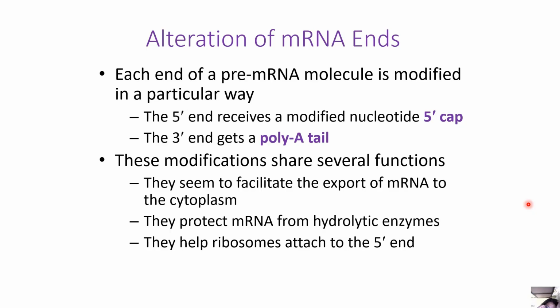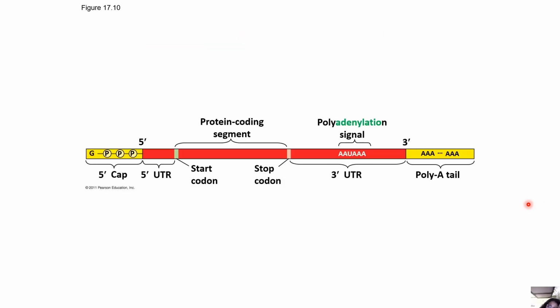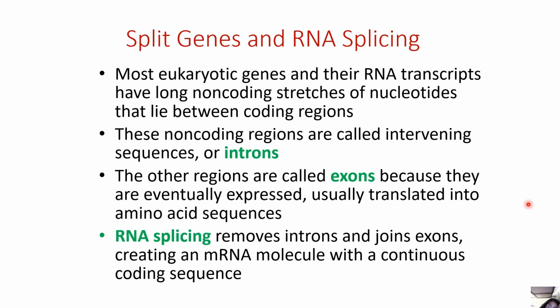These modifications share several functions. They seem to facilitate the export of mRNA to the cytoplasm. They protect mRNA from hydrolytic enzymes. They help ribosomes attach to the 5' end. This is the entire schematic: 5' cap, 5' UTR, start codon, stop codon, the 3' UTR and poly A tail.